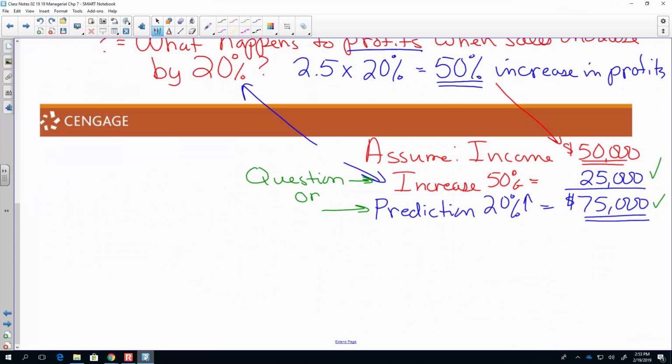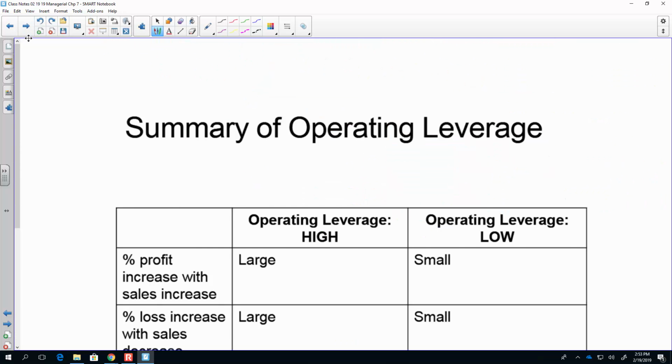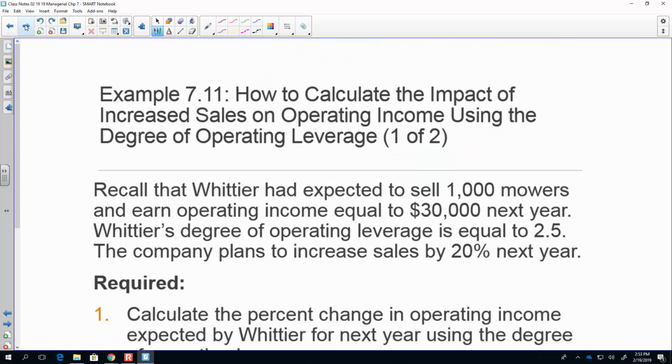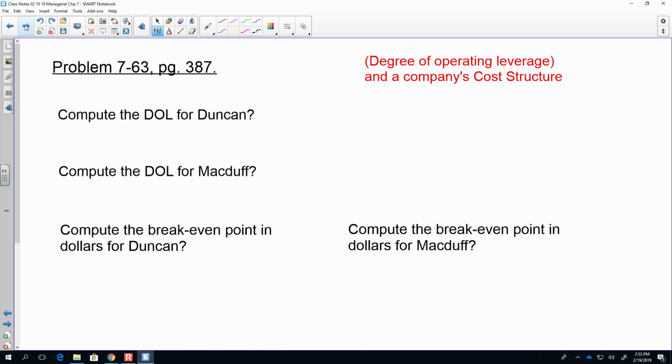Awesome. Let's try a problem quick. We'll talk about this on Thursday, right? Is that when we're meeting next Thursday? If there's no snow. All right, problem 63, guys, page 387. This is what we're going to wrap up with.